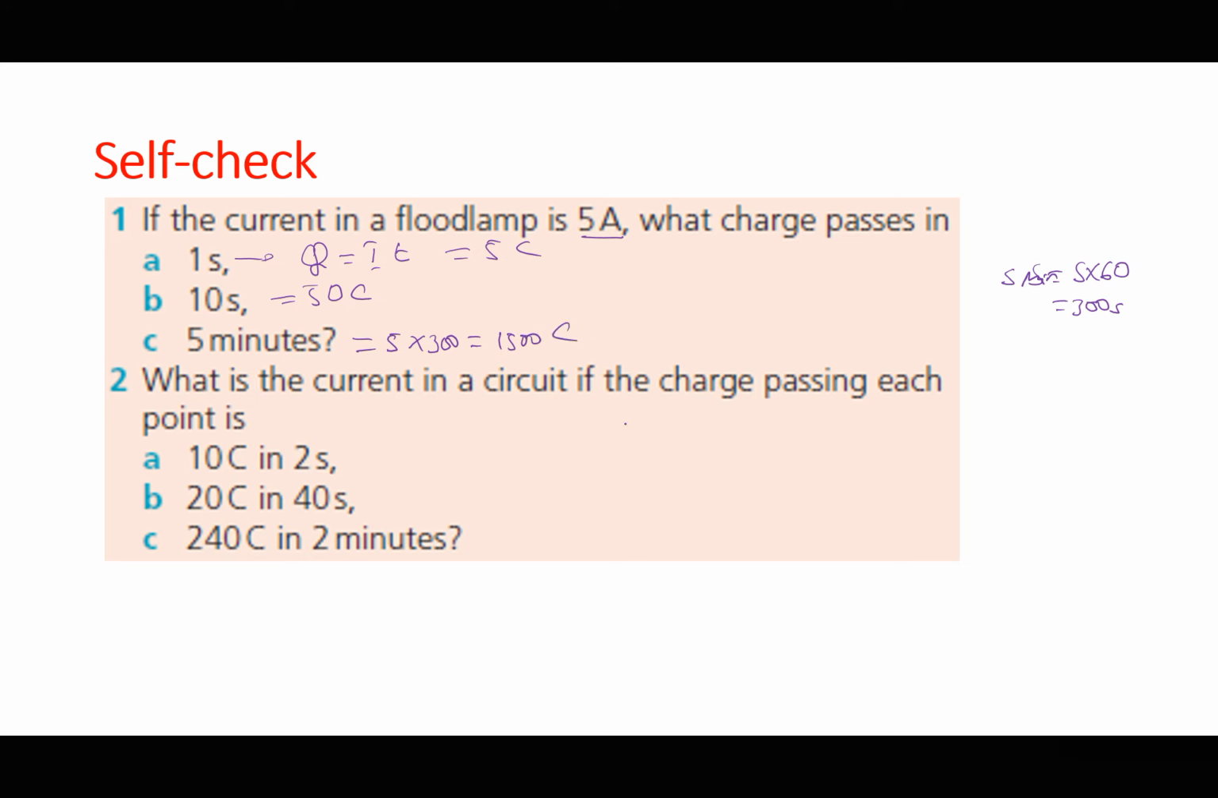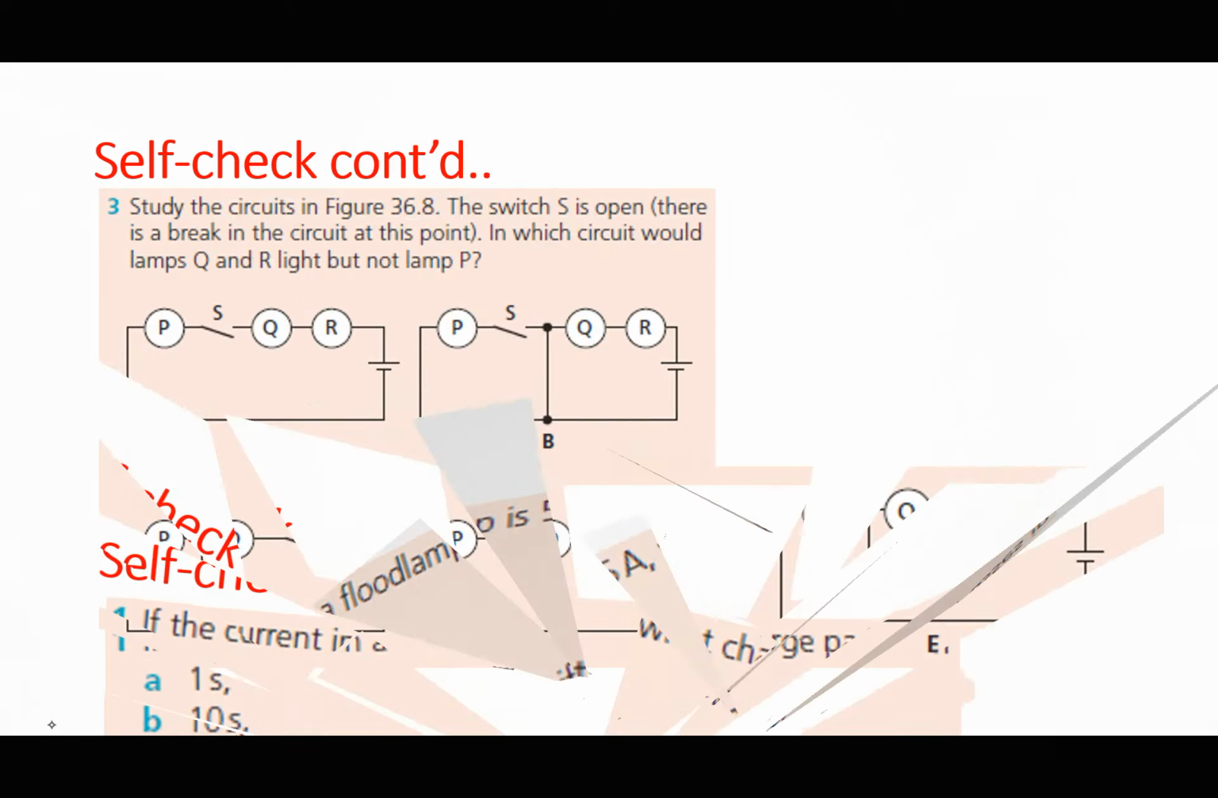What is the current in a circuit if the charge passing each point is 10 coulombs in 2 seconds? Current is equal to the rate of flow of charge carriers. So we just divide 10 by 2, that is 5 amperes. 20 by 40, that is 0.2 amperes. 240 by 2 minutes, which is 2 times 60, which is 120 seconds. So 240 divided by 120, I think that is 2 amperes. Those are just for fun. They're very simple.